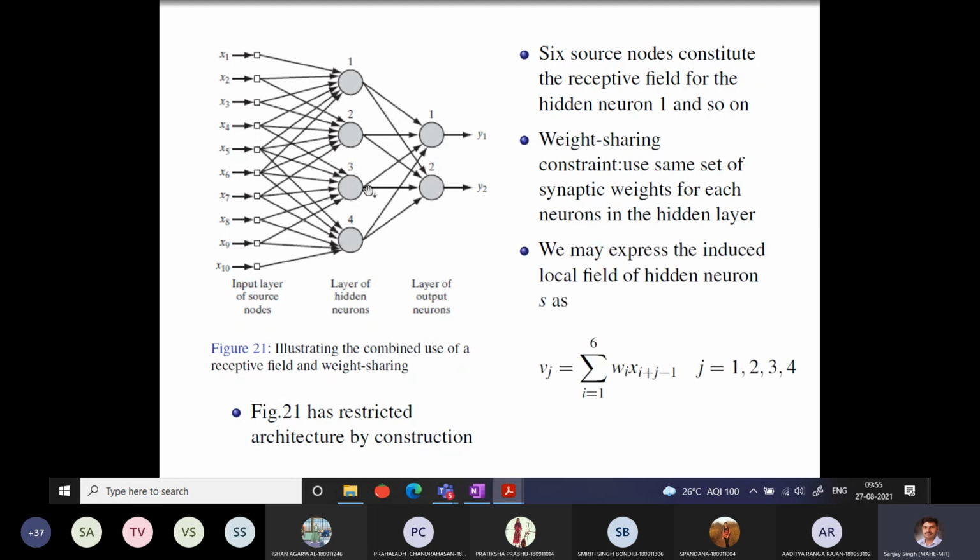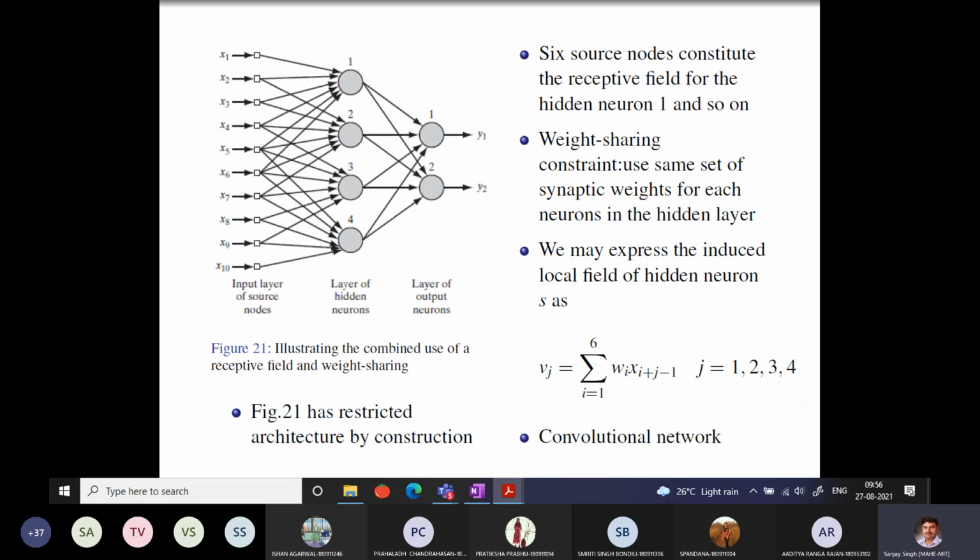So we may express the induced local field of the hidden neuron as something like this. This particular formula is what they have used for the architecture. So before directly drawing the architecture, first people try to come out with the formula: what is the mechanism I'll be using? And this is how they've done it.